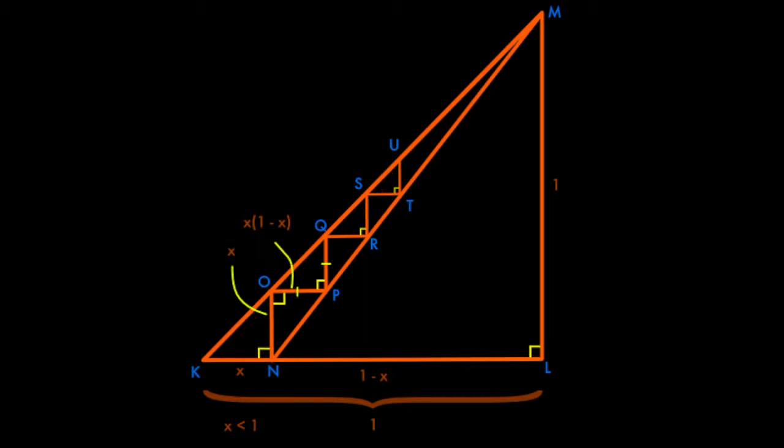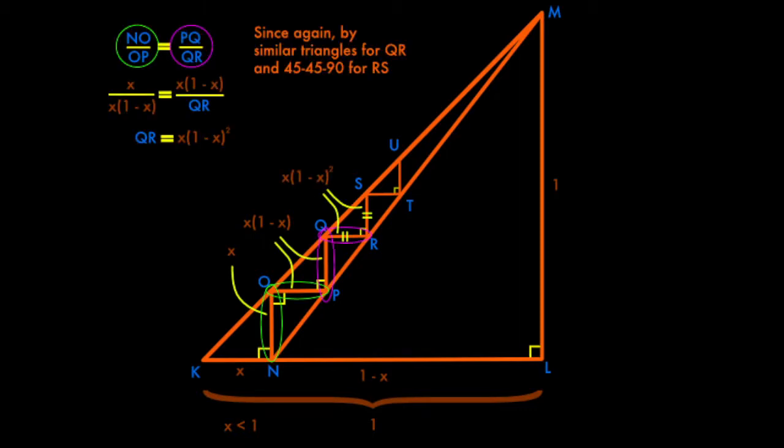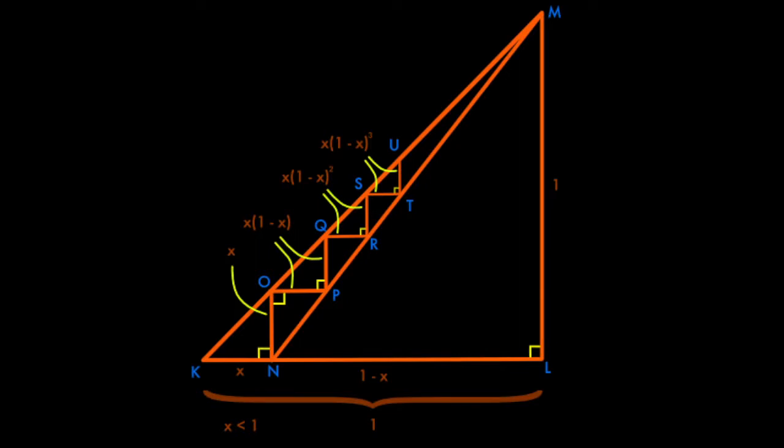So we know that OP and PQ are the same length, and that length is x times the quantity 1 minus x, and we'll just indicate that with a yellow line pointing to that side. So again, by similar triangles, using the technique in this video and part 1 of the video, we can show that QR is now x times the quantity 1 minus x, squared. So it's increasing by a factor of 1 minus x each time, and we see that SR is the same as QR because that's also a 45, 45, 90 right triangle. ST and TU are the same, and it should be all the way up to infinity towards M.